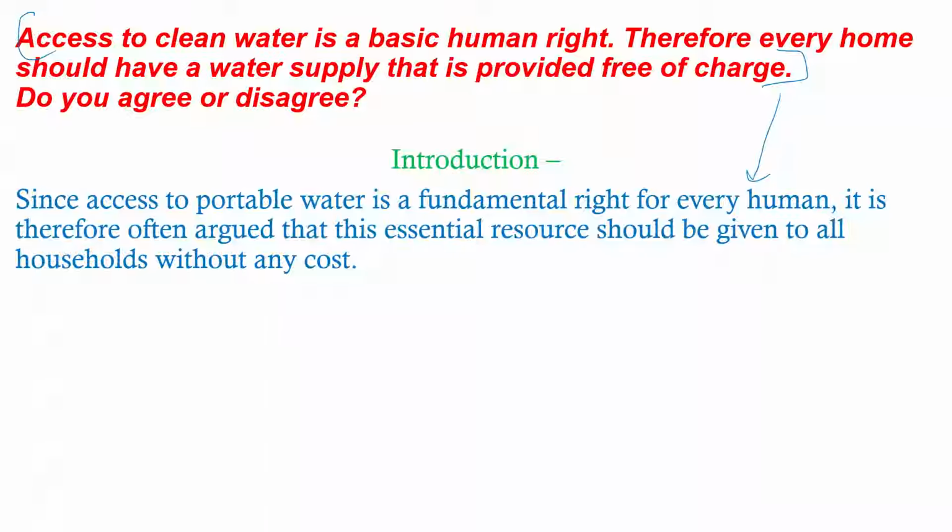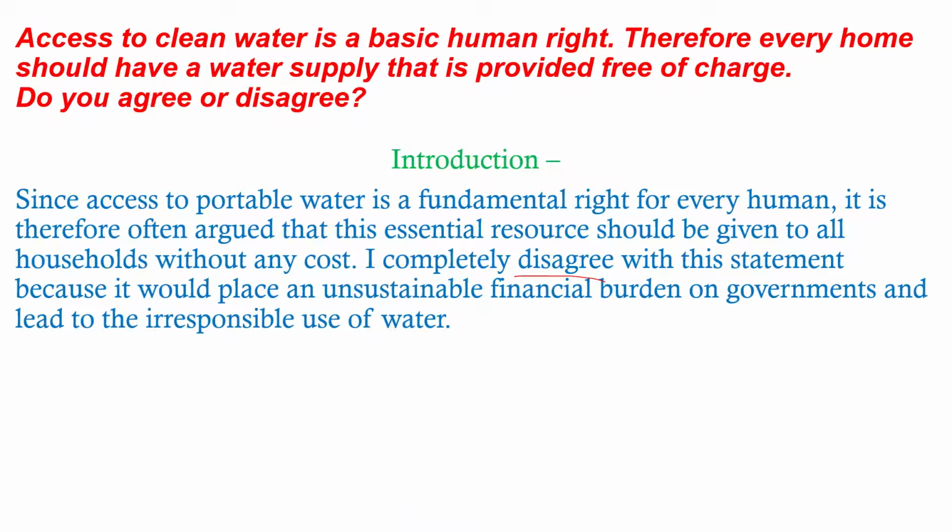I completely disagree. So first we're going to look at the disagreement type essay. I completely disagree with this statement because it would place an unsustainable financial burden on governments and lead to irresponsible use of water. So why are we disagreeing with this particular statement that every home should get water free of cost? Because this will place an unsustainable burden on governments. This is my first idea, and it will lead to irresponsible usage of water.